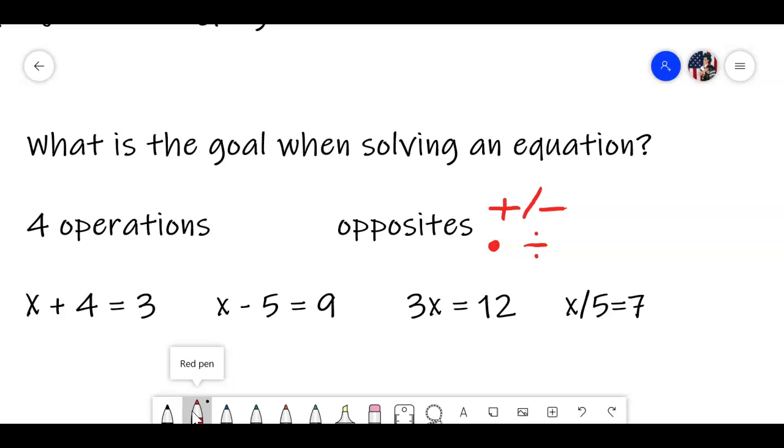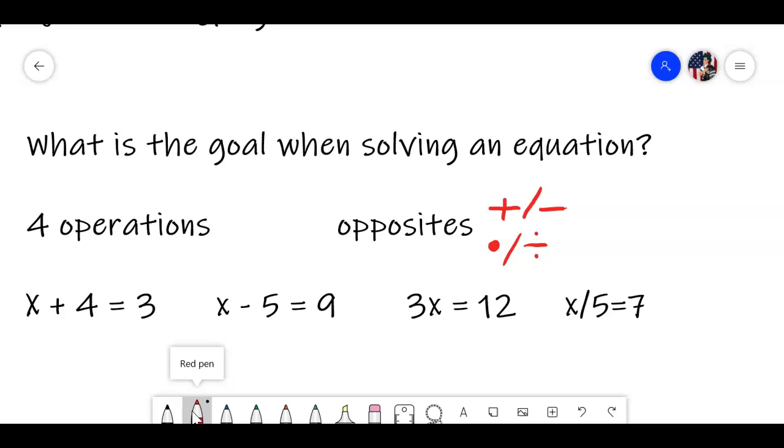And I use a dot for multiplication. If you ever wondered why a dot? When you grew up, it probably was like an X, right? Well, the problem is if you have an X in your equation, it might get confusing. Is the X a variable or a multiplication sign? So that's why we use dots. Adding and subtracting are opposites, multiplying and dividing are opposites.